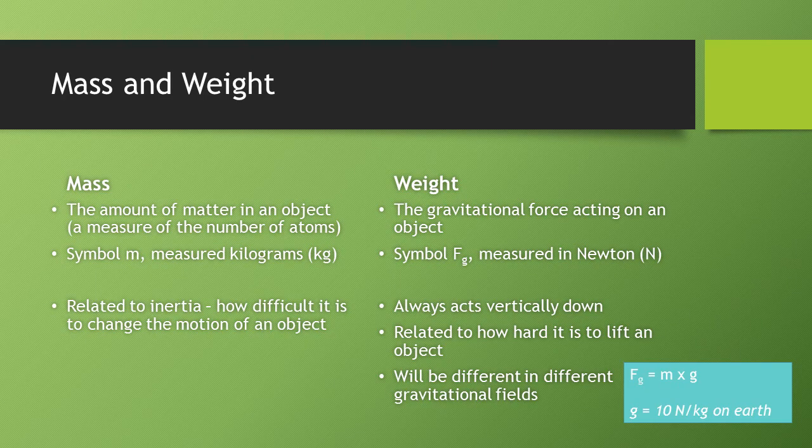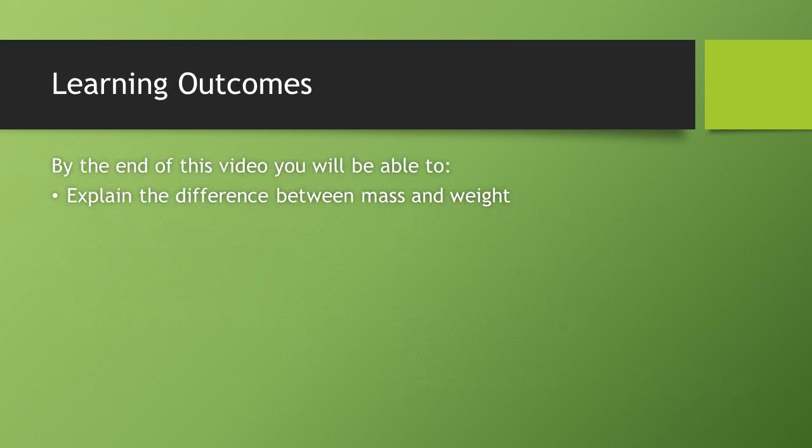Here's the summary slide that I promised you, looking at the differences between mass and weight, and you should make sure that you've got all of these points copied into your summary. So now you know that mass is measured in kilograms and relates to the inertia of an object, or how difficult it is to get the object moving, while weight is measured in newtons because it's the force due to gravity, and that relates to how difficult it is to lift an object up.